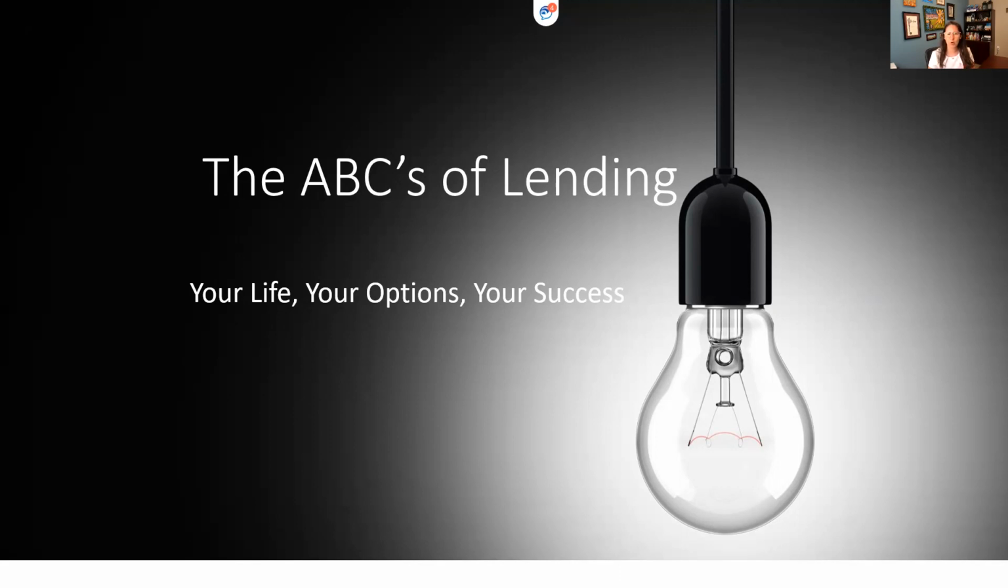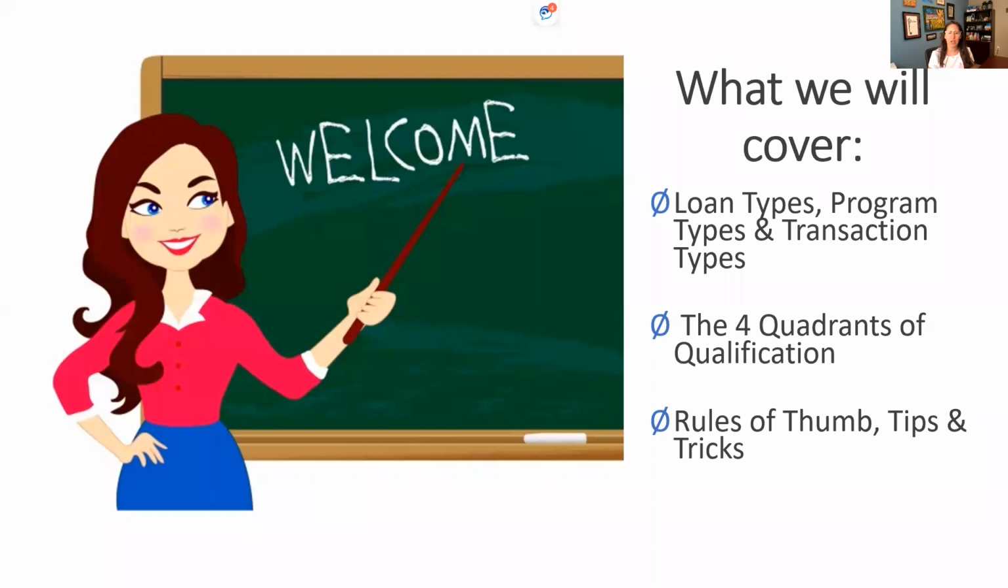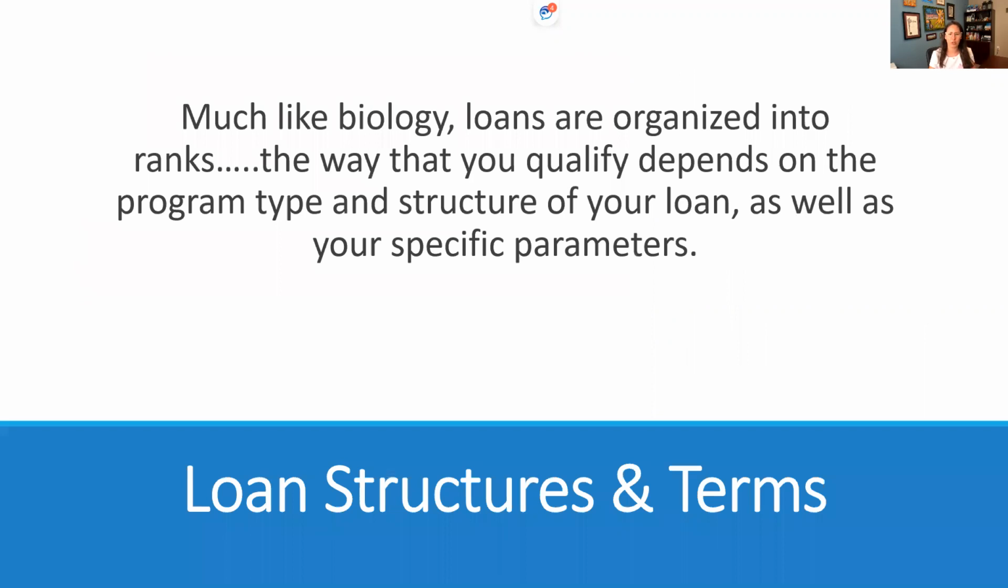And overall, this course, we're going to cover about three things. We're going to cover loan types, program types, transaction types. We're going to cover the 4 quadrants of qualification. And then we're going to go over rules of thumb and tips and tricks. Ooh, that's a lot of T's. But we're going to focus on this first one, right? So let's talk about loan structures and terms, right?